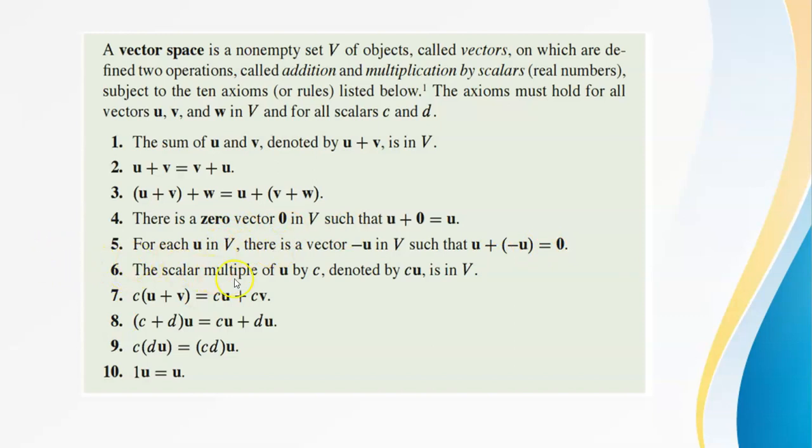Next, the scalar multiple of u by c, denoted by cu, belongs to V. Next, c(u + v) equals cu + cv. Then, (c + d)u equals cu + du. The distributive laws are true. Next, c(du) equals (cd)u. Next, 1u equals u, identity under multiplication. If the above 10 axioms are satisfied, then we say that V is a vector space.